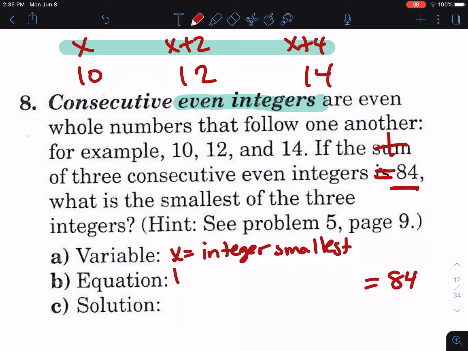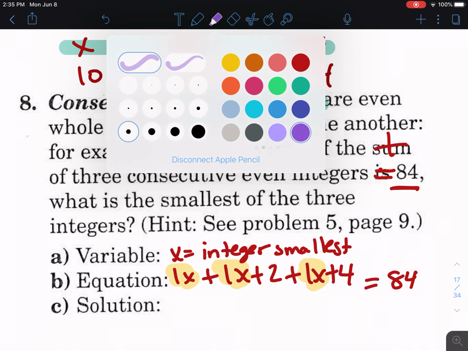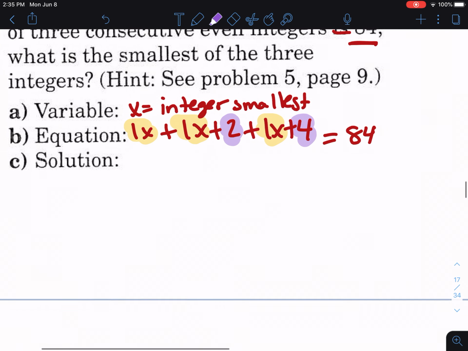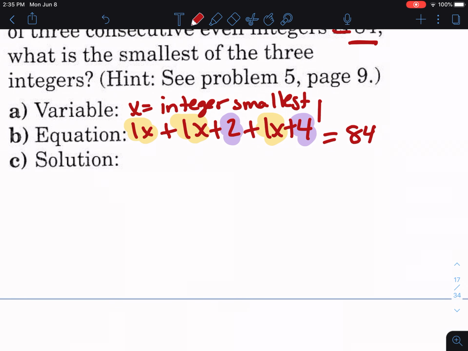So we have 1x plus 1x plus 2 plus 1x plus 4. Okay? So now we have all of these x's to combine as like terms, and we have all of these numbers to combine as like terms. So let's go ahead and combine our like terms first. So we have 1x plus 1x plus 1x is 3x. And we have 2 plus 4 is 6.